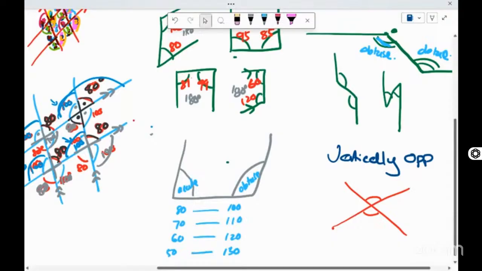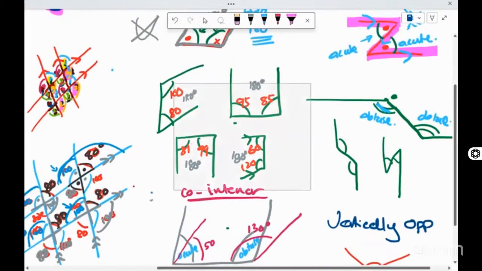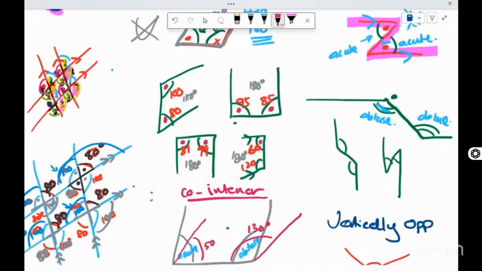And as I reduce this angle to, let's say, 50 degrees, this angle will increase to 130 degrees. And there will always be co-interior angles on the inside, and that's where all of these angles are coming from, all on the inside, over here, like that, there, and there. Over here, I've got a parallel symbol, but the lines have to be parallel.